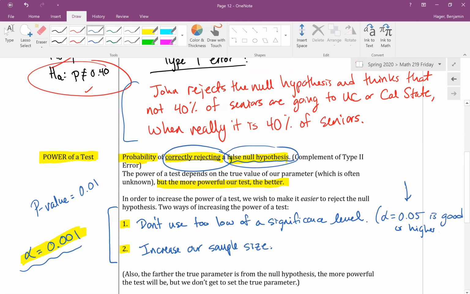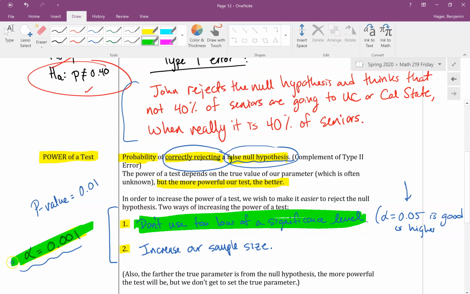All right, the main takeaway there, I would say, is don't use too low of a significance level. If your significance level is really low, then you're not going to be rejecting any hypotheses, because it's going to be hard to get a p-value below that. So you're going to end up not rejecting things, which means you're going to accidentally be taking hypotheses that are probably false. We want to make it easy to reject.